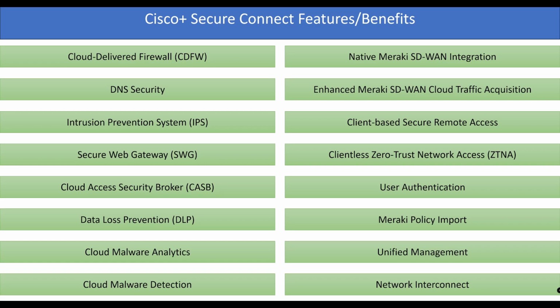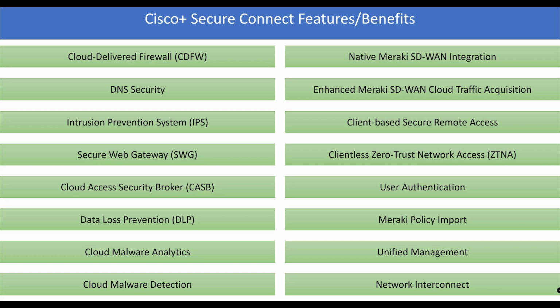The Cisco Secure Connect solution also brings with it the native Meraki SD-WAN integration, which can be leveraged to integrate those existing Meraki branch sites with built-in SD-WAN and auto VPN capabilities. And with the enhanced Meraki SD-WAN cloud traffic acquisition, we can actually get scale bandwidth for each connecting SD-WAN site of approximately, at the moment, 500 megabits per second, directional and unidirectional. With client-based secure remote access, using the Cisco Secure Client, organizations can provide client-based access to private applications from anywhere through the Cisco Secure Connect fabric.